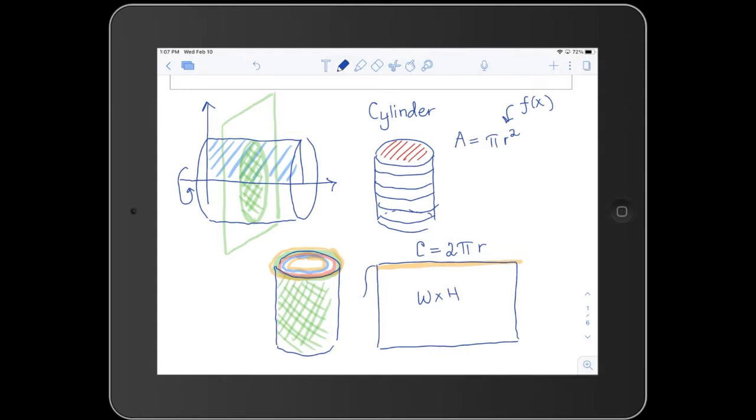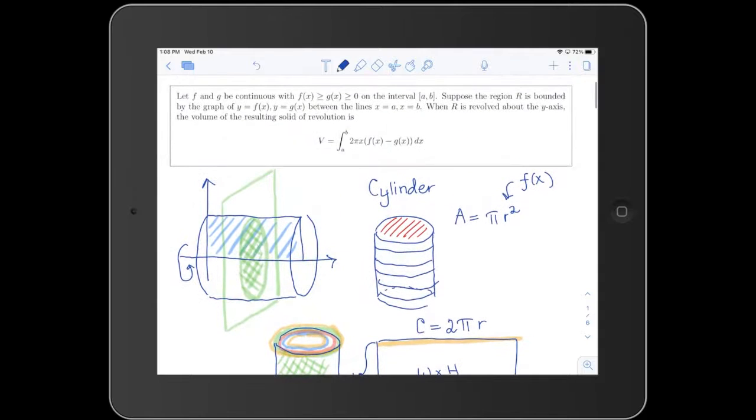And then here we just have our height. And what is this height? This height would be determined by the function that is given to us, and also by the limits of integration. So now, if you go back to this formula right here, you see what this formula is actually telling us. This is 2 pi x. 2 pi x is your 2 pi r.